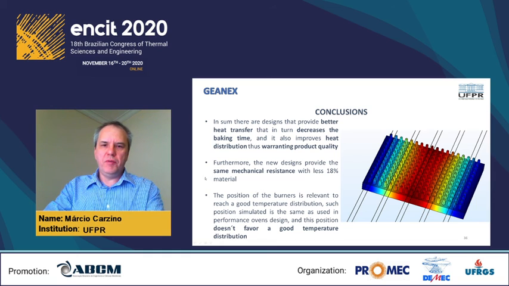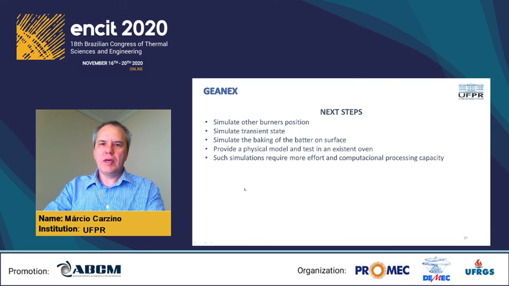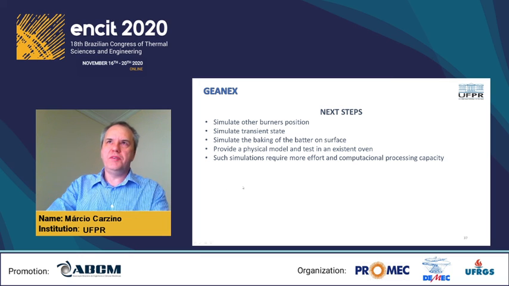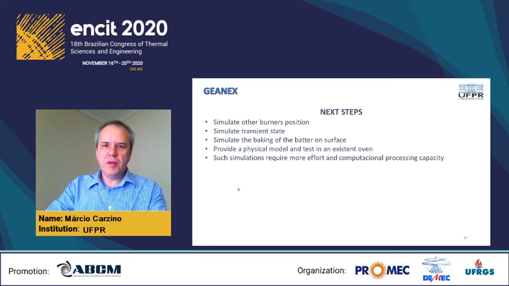The position of the burner can have a big influence on the baking plate surface and the distribution of the temperature on this surface. The next steps are to simulate other burner positions, simulate the transient state, simulate the baking of the batter on the surface, and provide a physical model and test in an existing oven. Such simulations require more effort and computational processing capacity.